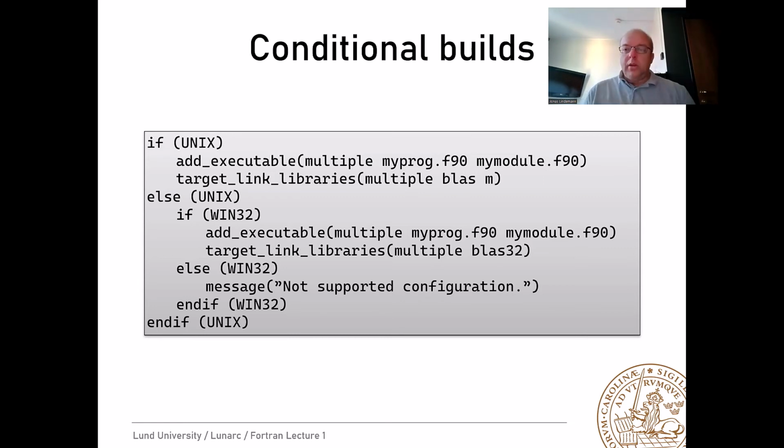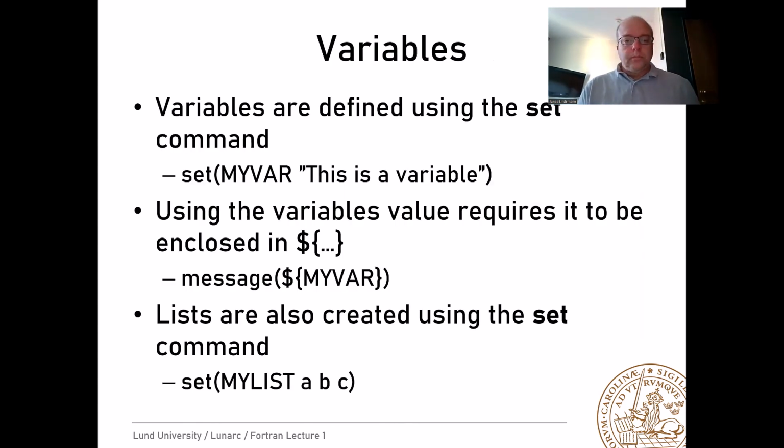So in this way, you can build platform-specific builds, taking into account the different platforms by checking which platform the CMake file is running on. You can use variables, just like we did in make. So you can use set myvar and then assign a value. Then you use dollar sign and curly brackets to access that variable.